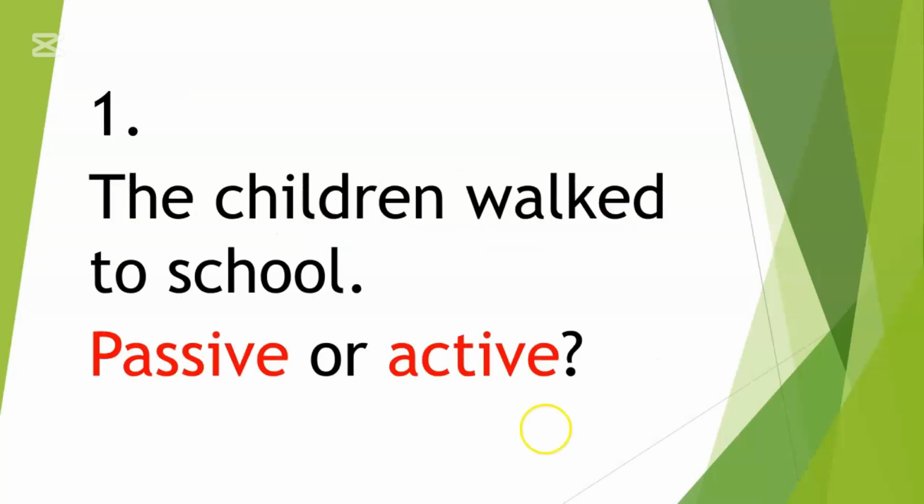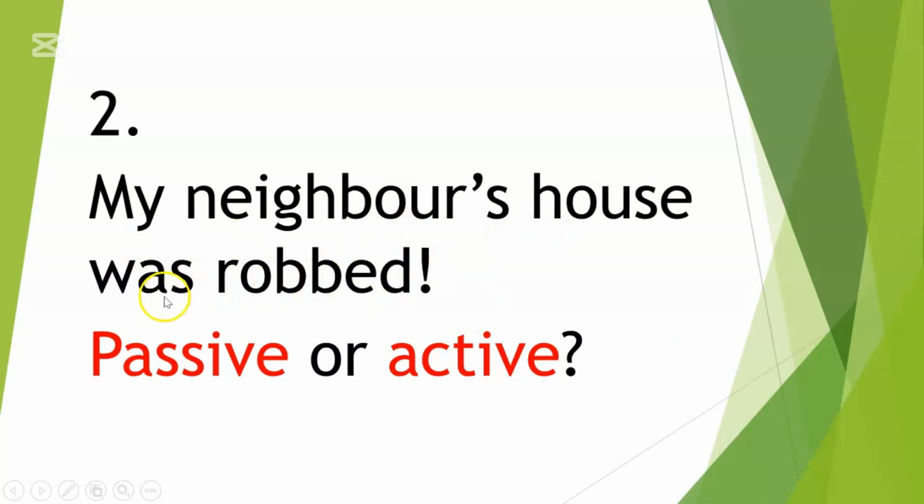Okay, sentence number 1. The children walked to school. Passive or active? This one is active. Question 2. My neighbor's house was robbed. Passive or active? Passive. Now, in this sentence, we don't know who robbed the house, right? This is why there is no by phrase for number 2.